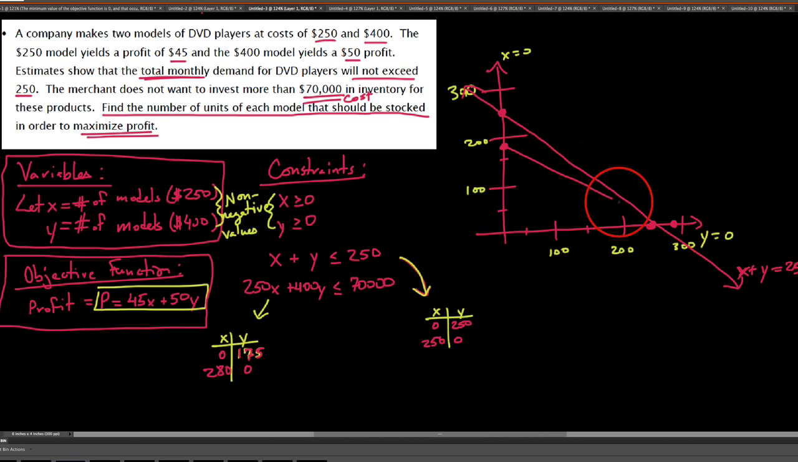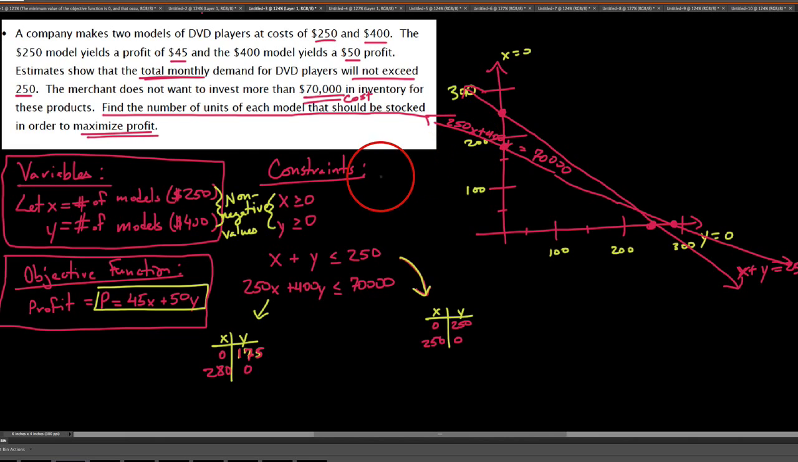So I'm going to, as best I can, freehand here. That's not working. Okay, we'll try. I'm on the right course. There we go. This here. And I'll label this one. How about we label it up here? We would say that this is 250 x plus 400 y equals 70 grand.